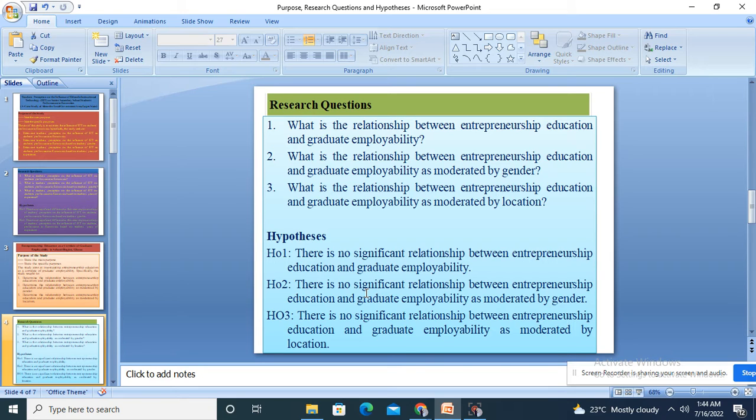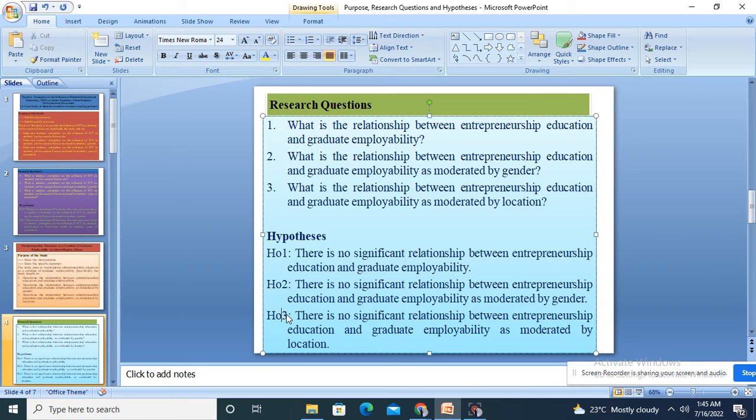Now, hypothesis. Still from your research questions. The following hypotheses guided the study and were tested at 0.05 significant level. HO1, don't forget the 1 should be subscript, the 2 subscript, the 3 subscript. HO1 says there is no significant relationship between entrepreneurship education and graduate employability. There is no significant relationship between both. It's your result that will now determine if you should accept this hypothesis or you should reject the hypothesis.